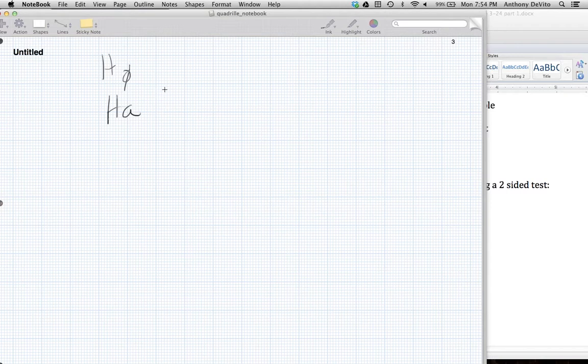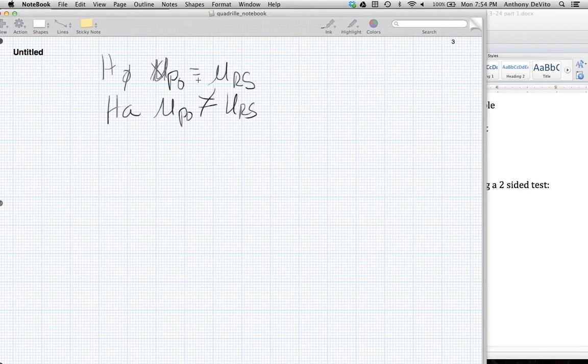They have to be mutually exclusive, so you can't have something that satisfies both conditions. Almost always H null involves an equality of some kind. In this case, our equality is that the mean during the playoffs is equal to the mean during the regular season. And our alternative hypothesis is that the mean during the playoffs and the mean during the regular season are not equal to one another. Okay, what kind of hypothesis is that? One-sided or two-sided?